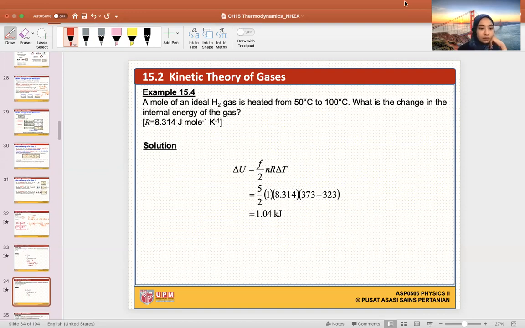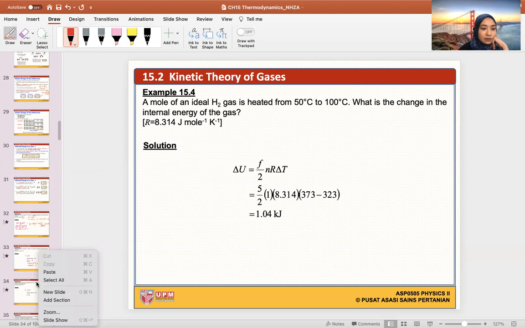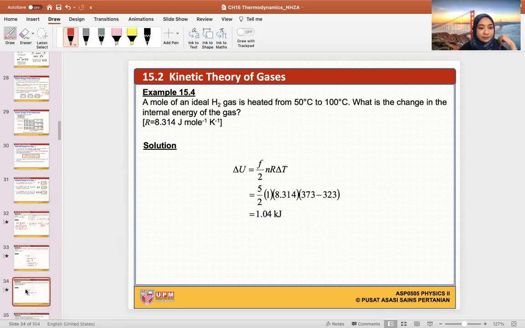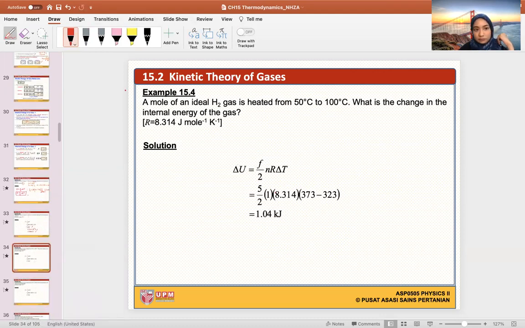Next one. I need to duplicate this. Don't look at the solution. Duplicate slide. Why am I so slow today? I'm so sorry. I've been doing research work, so my teaching skills have declined a bit.